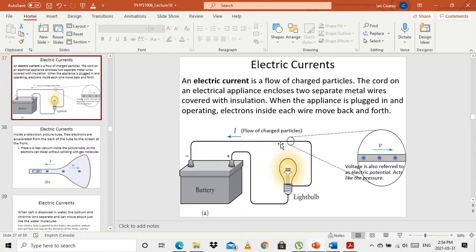Electric currents. This is a flow of charged particles. The cord on an electric appliance encloses two separate metal wires covered with insulation. Okay, there are two wires inside. If you take a plug off, do it carefully, but you'll see there's two wires inside and it's covered with insulation. When the appliance is plugged in and operating, electrons inside each wire are moving back and forth.